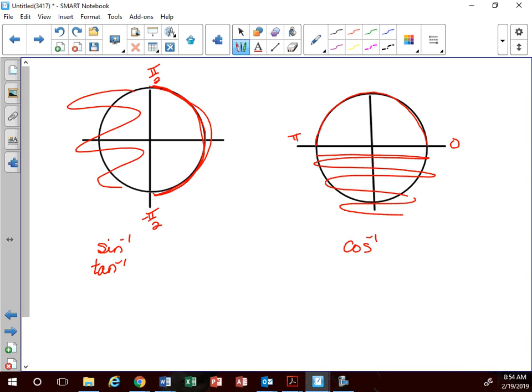All right, so that leaves me with cosecant, secant, and cotangent. So let's start with cosecant. What is cosecant related to? To sine. So which part of the circle do you think it's going to go with? Yeah, this guy. Okay, so this is where inverse cosecant goes.